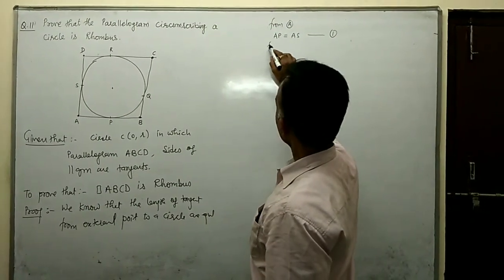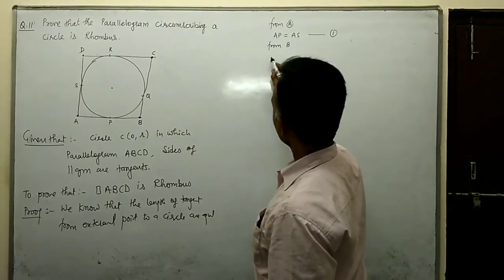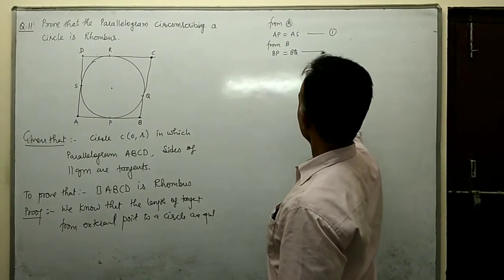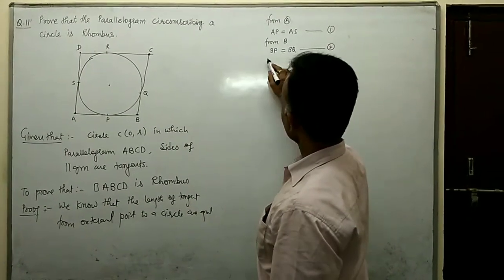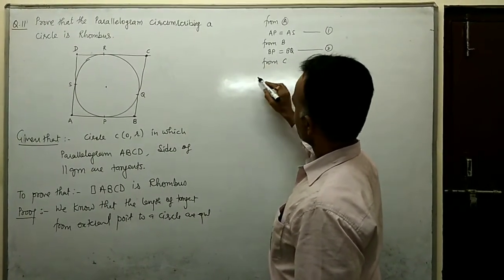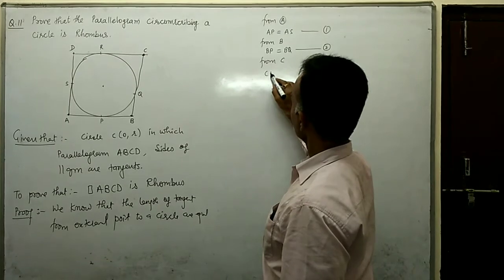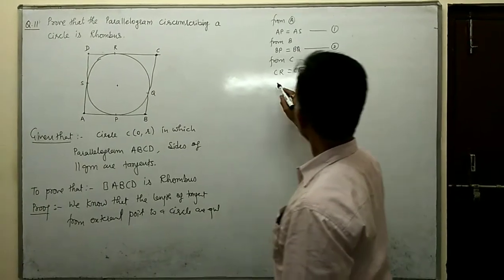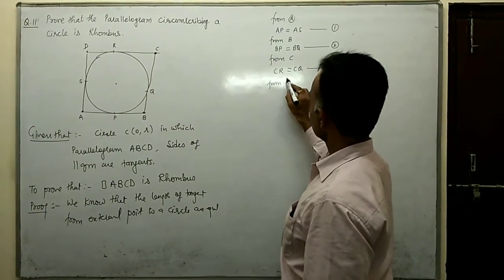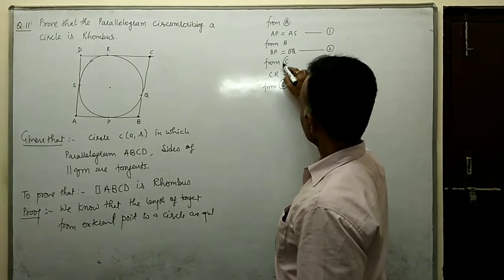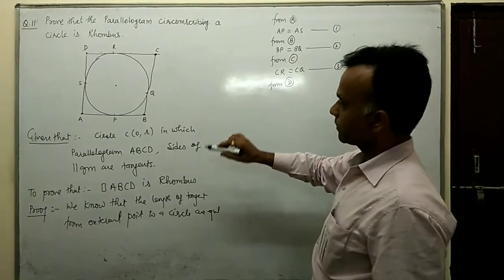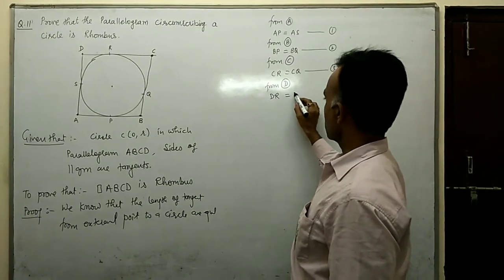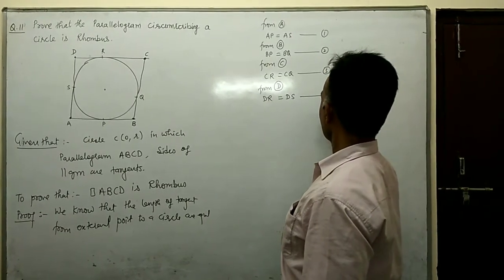Similarly from B, then it is BP equal to BQ, equation 2. Similarly from C, CR equal to CQ, equation 3. And then from D, because we have 4 points here, we consider all 4 points as external points and use the concept of the length of tangents from an external point. So now DR equal to DS. Okay, then we call it equation 4.